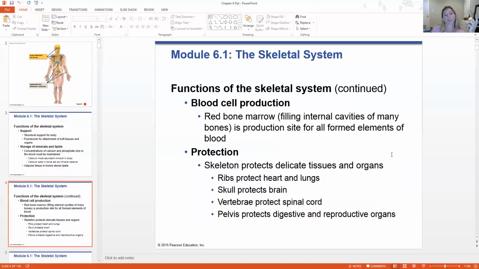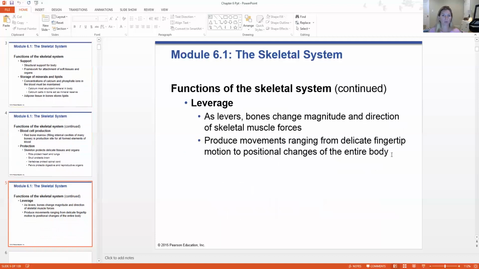You need your skeletal system for red blood cell production. Most of you are aware of the fact that your red bone marrow makes blood cells. That is inside of your bones. So without your bones, you wouldn't have that special area for blood cells to be made. Bones are also there for protection. Your skeleton will protect all of your vital organs, like your skull protects your brain. Your sternum and rib cage protect your heart and your lungs. Your vertebral column protects your spinal cord. So very important for protection.